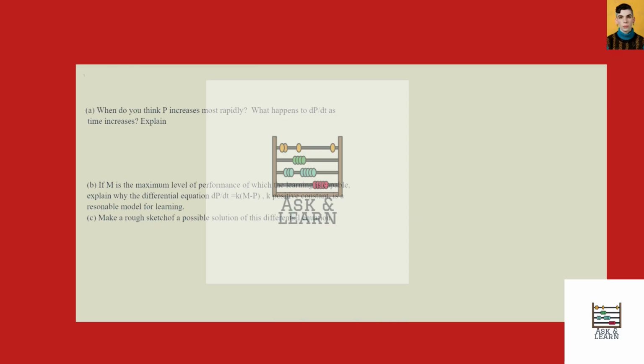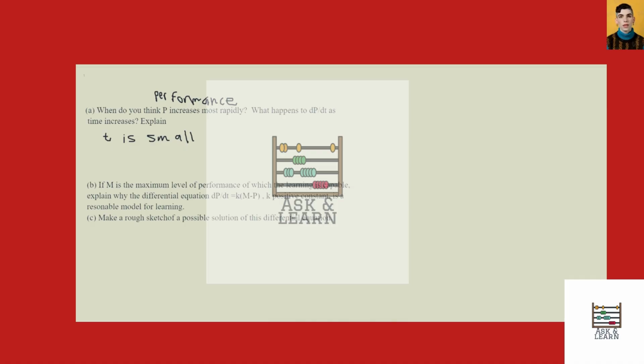So P is giving the performance of someone learning a topic. So it would make sense that at the very start you pick up a lot of the material really quickly. So in terms of time, we can think about this as P is increasing most rapidly when T is small.